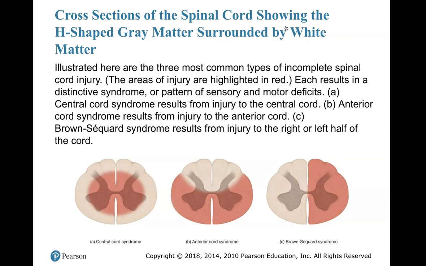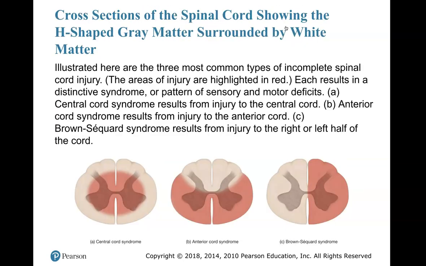Central cord syndrome results from injury to the central cord, and we see that in figure A. So this is spinal cord, not the spinal column. In figure B, we see anterior cord syndrome results from injury to the anterior cord, which is the front. Remember, anterior is front. And then Brown-Séquard syndrome results from injury to the right or left half of the cord. So if you see Brown-Séquard, that means it's going to be injury to the right or left side of the cord, the spinal cord.